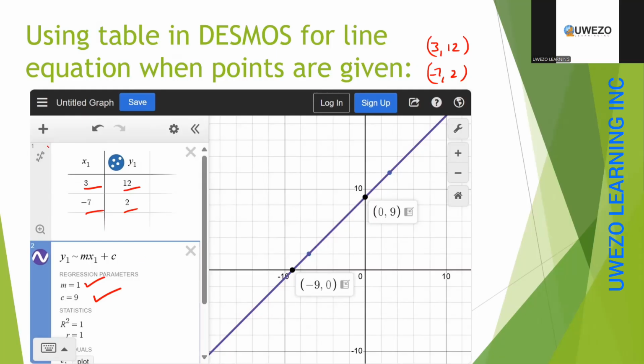You can also click here for linear regression and get the line equation. So using Desmos will make our task very easy and also saves us time.